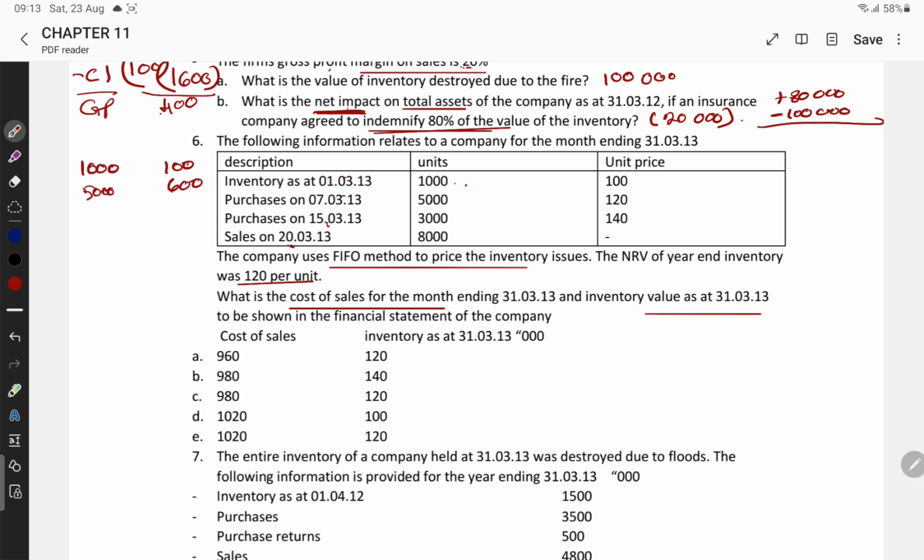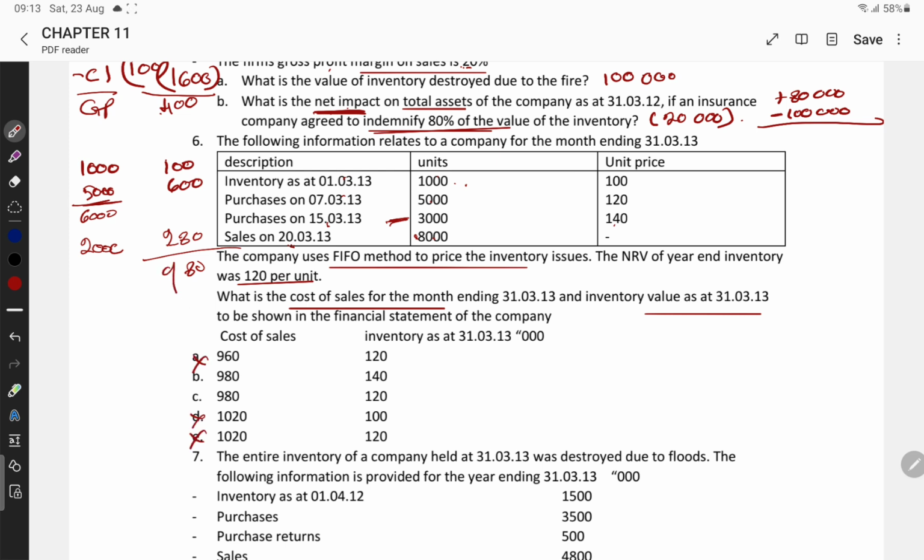Okay, now as of now we have sold only 6000 units, so we have to sell 8000 units. So I have to sell another 2000, so that 2000 will go from this lot. So this 2000 will go at the cost of 140. So 140 into 2000, it is 280. Okay, so your cost of sales is 6, 7, 8 and 9, 980,000.